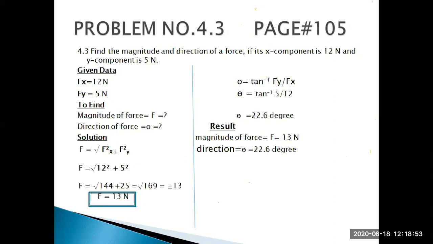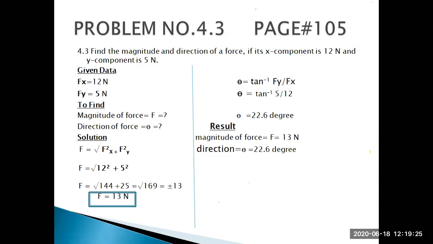So I will use the formula in the solution. I will use the formula F is equal to the square root of Fx squared plus Fy squared. The square root sign is somewhat missing over here, but you have to remember that when you put the square root sign, this line will be extended over everything. This formula is also in your textbook, and I will give you the page number.